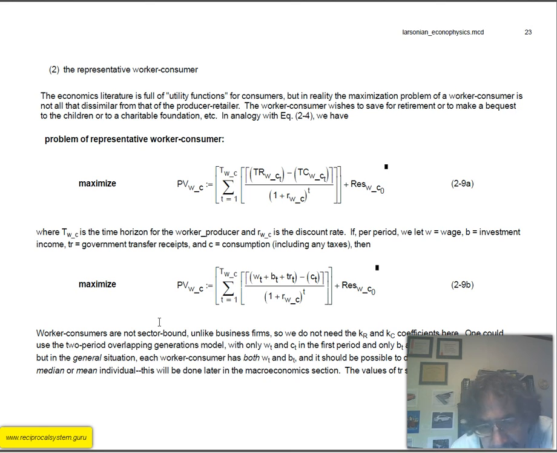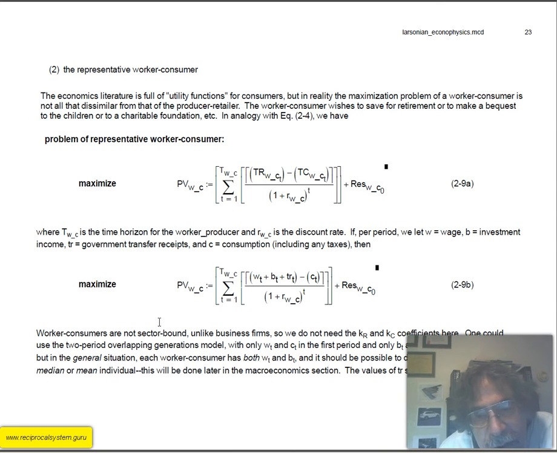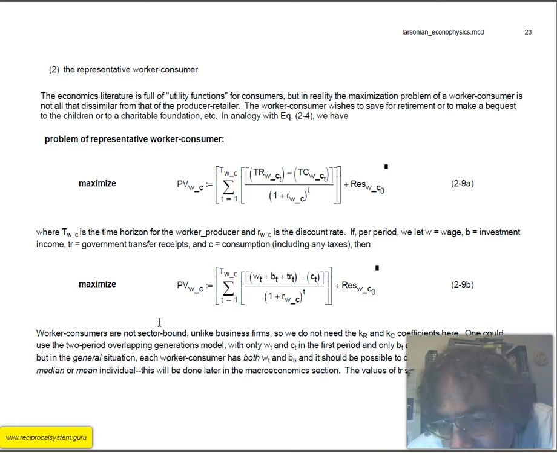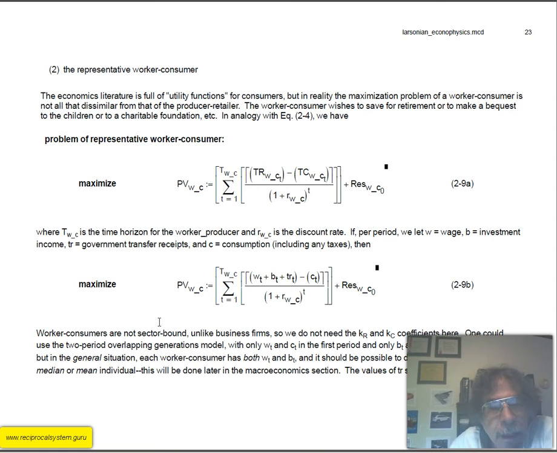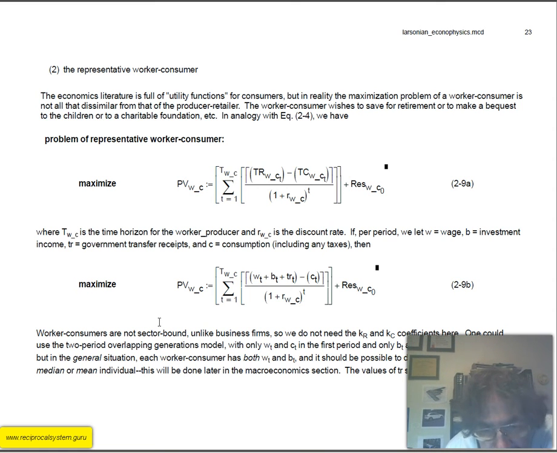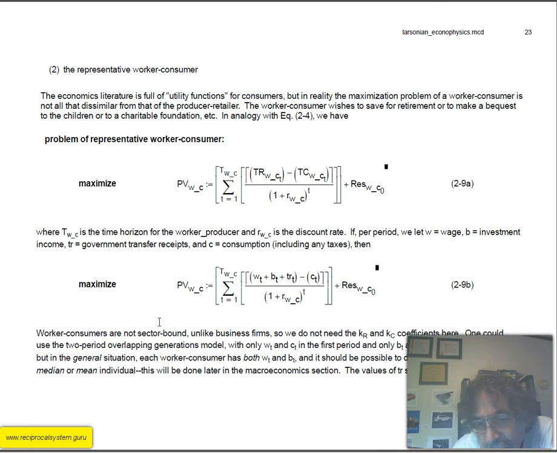That's the present value of the worker consumer, equal to the sum over time from periods t equals 1 to the total time period T sub WC, of the total revenue minus total cost divided by the interest function, which is 1 plus R sub WC, raised to the tth power, plus whatever reserves the worker consumer has or can generate. So where T sub WC is the time horizon for the worker consumer, and R sub WC is the discount rate. So there's the interest discount rate.